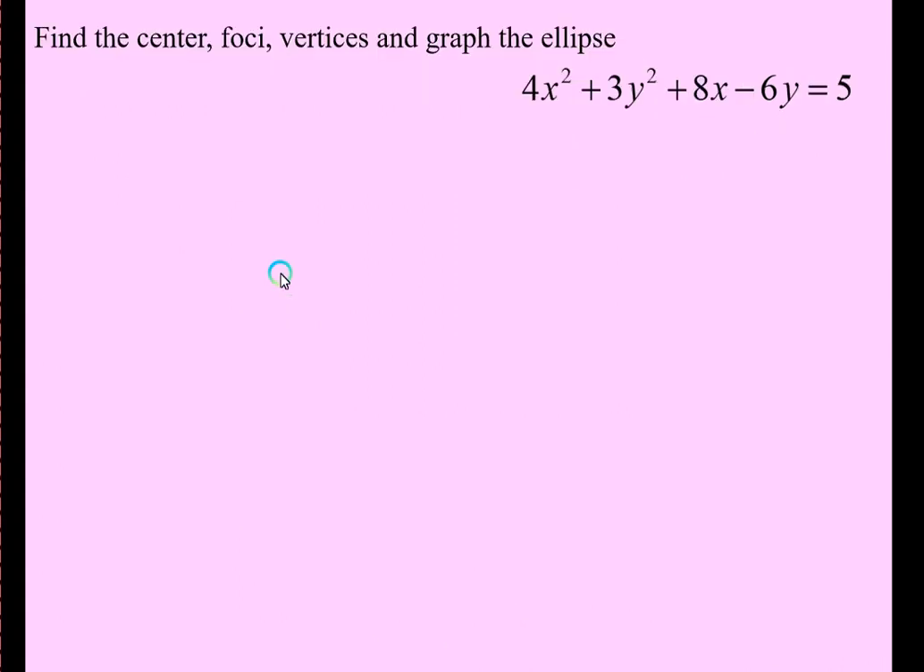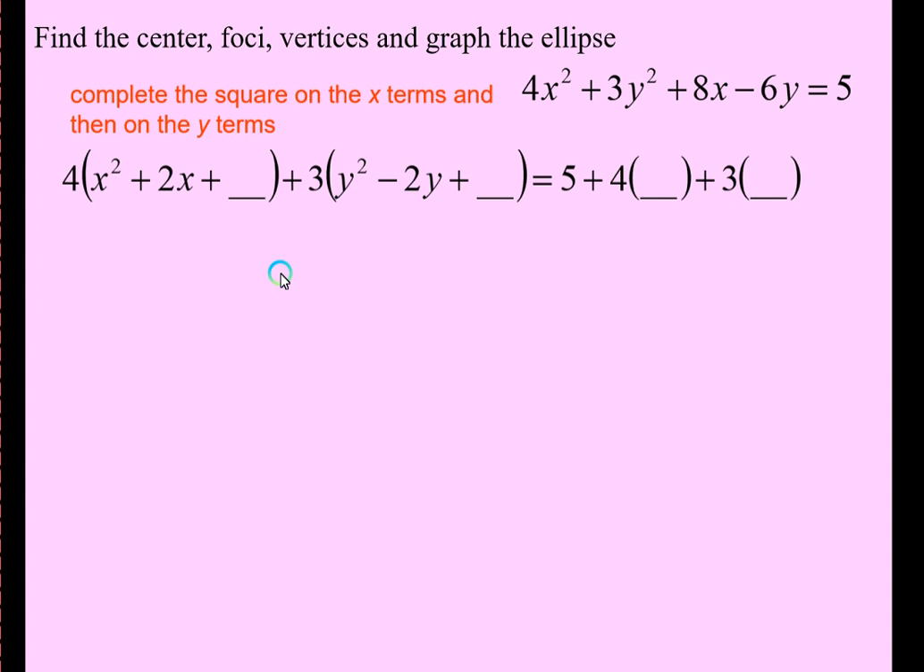Okay, so for example, like the previous examples, we have to find the center, foci, vertices, and we have to graph the ellipse given the equation 4x squared plus 3y squared plus 8x minus 6y is equal to 5. Complete the square on the x terms and then on the y terms. So since we have this equation, we separate the x and y terms and factor out the constant. So we have 4.